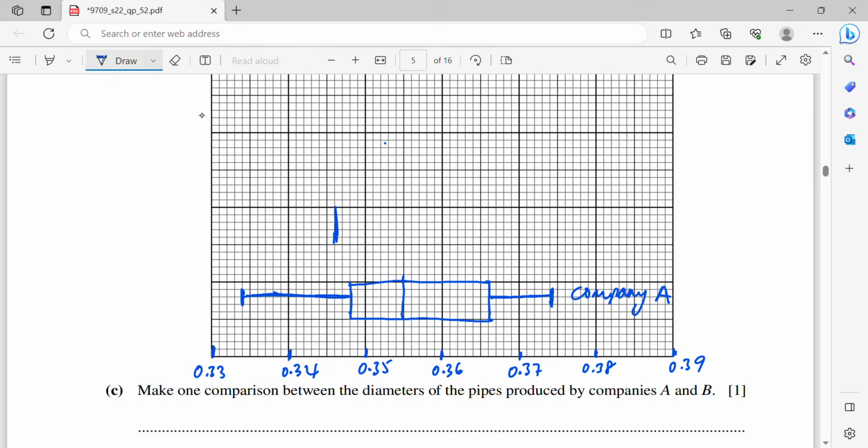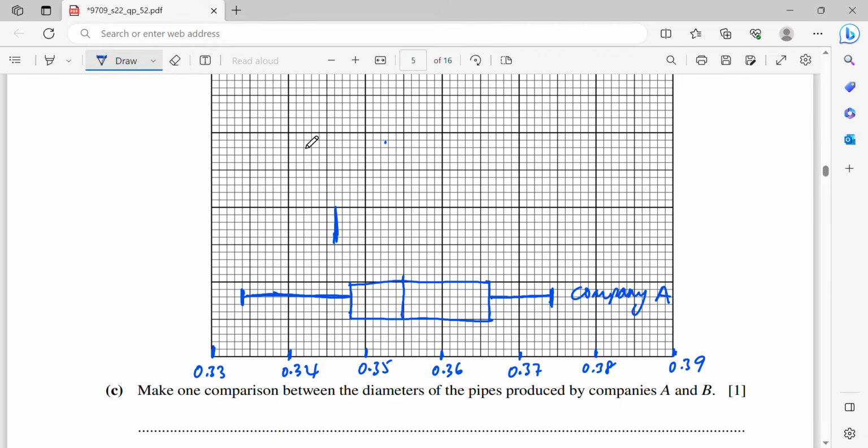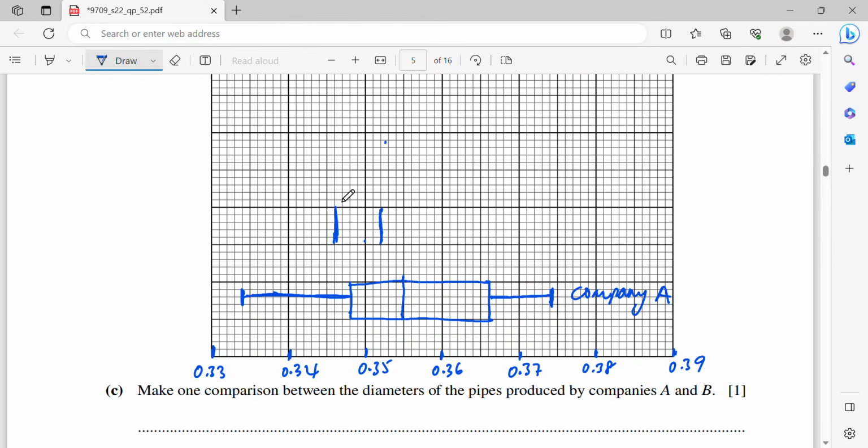Alright, so now here 346, then the next 352 for the median. So this is 5, 35, then 352 is over here. This is my 352, and then 370. So 370. Right, so I will draw a horizontal line.